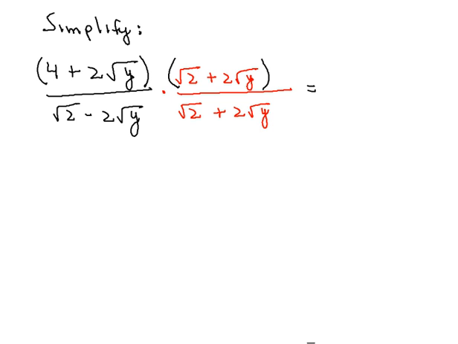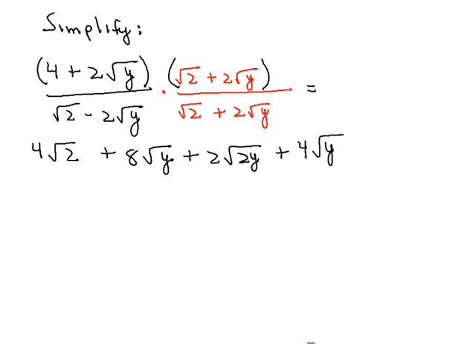So multiplying the first terms, we will have then 4 times the square root of 2. The outer product will be 8 times the square root of y. The inner product will be 2 times the square root then of 2y. And the last terms multiplied will be 4 times the square root of y squared.